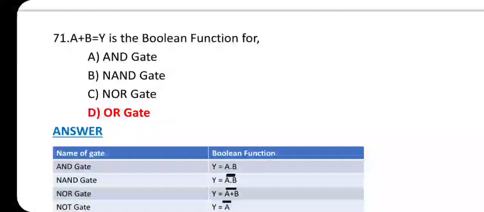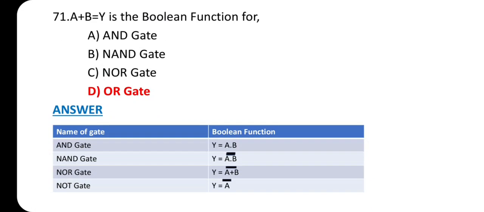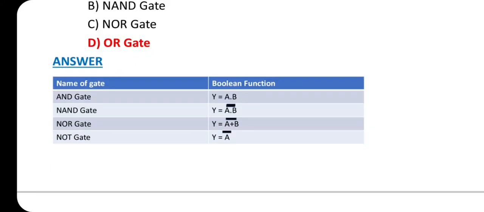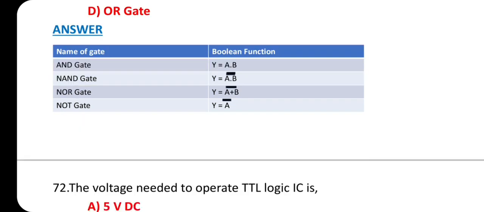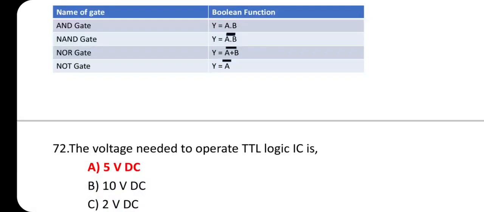71. A plus B equal to Y is a Boolean function for. Answer is option D, OR gate. Name of gate and its Boolean function. For AND gate, Y equal to A dot B. For NAND gate, Y equal to A dot B whole bar. For NOR gate, Y equal to A plus B whole bar. For NOT gate, Boolean function is Y equal to A bar. NOT gate acts as an inverter.